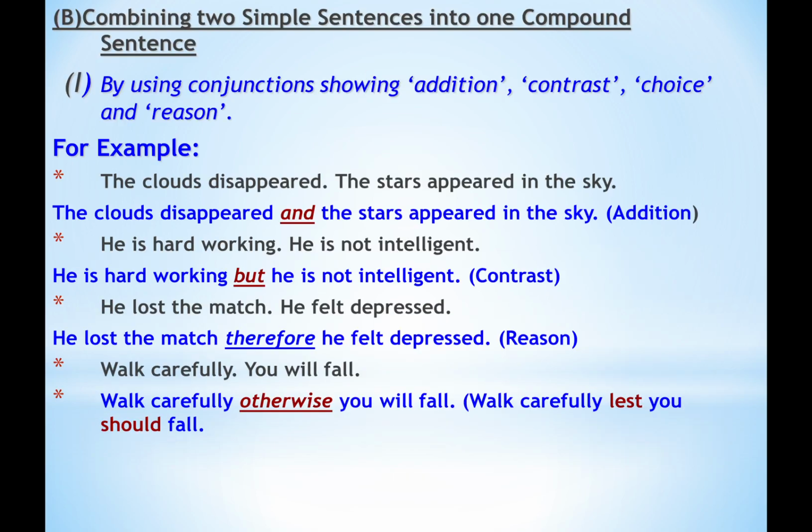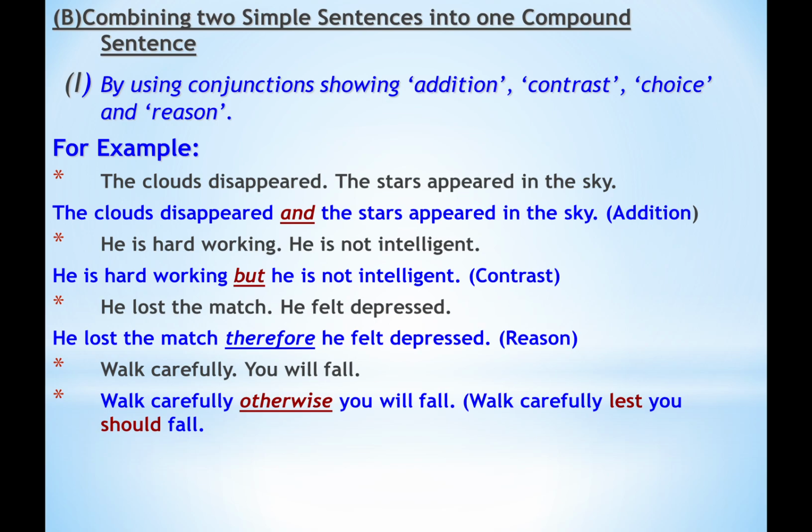Now, combining two simple sentences into one compound sentence by using a conjunction showing addition, contrast, reason, etc. Example: the clouds disappeared, the stars appeared in the sky. The clouds disappeared and the stars appeared in the sky. Here, addition: two sentences have been added by the use of and. He is hardworking, he is not intelligent. He is hardworking but he is not intelligent. Contrast: intelligent and hardworking are just contrast, but is joining it.